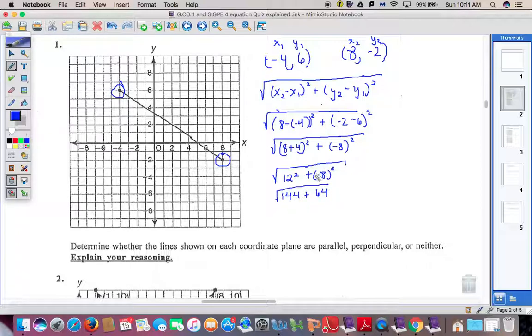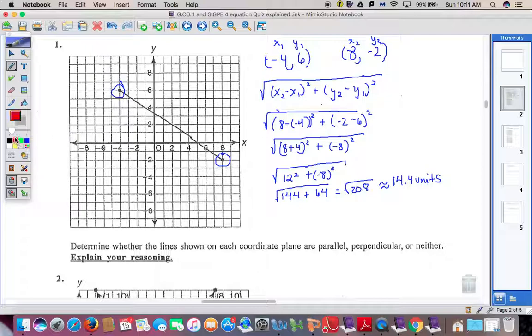Now remember, once you square your numbers, you should not have any negative signs in that last step. Now 144 plus 64 is 208. So the square root of 208 is going to be your final answer. Now if you actually did the square root of 208, I can't do that in my head, you get that this is approximately 14.4 units.